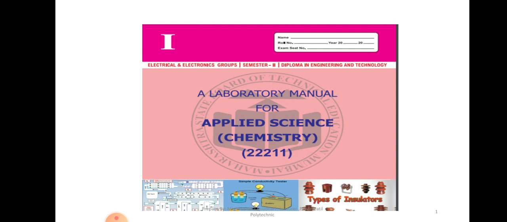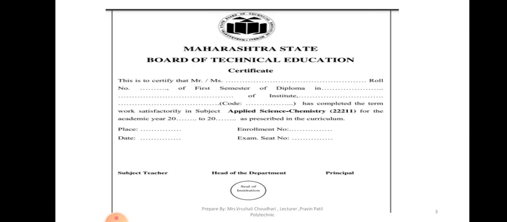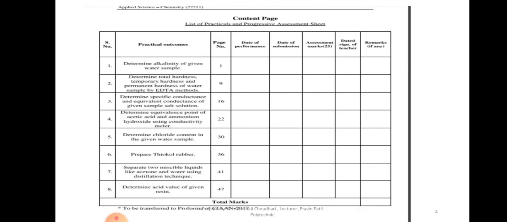Today we are going to learn applied chemistry practicals under subject code 22211. This is applied for the electrical and electronics group for the second semester of diploma engineering. This is your first page of the manual. This is the certificate page. Here we are going to perform the 8 experiments.